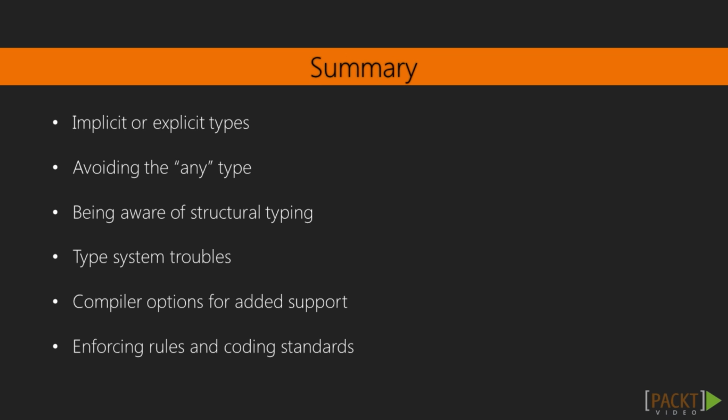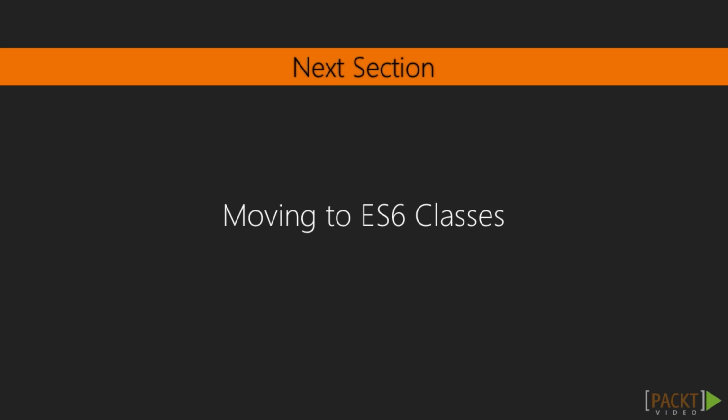In this section, we have looked at TypeScript's type system. First, we had a video on implicit or explicit types, then videos on avoiding the any type, being aware of structural typing, type system troubles, compiler options for added support, and finally this video on enforcing rules and coding standards with tslint. In the next section, we're going to look at ES6 classes.